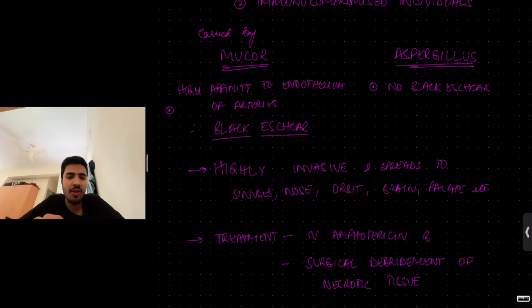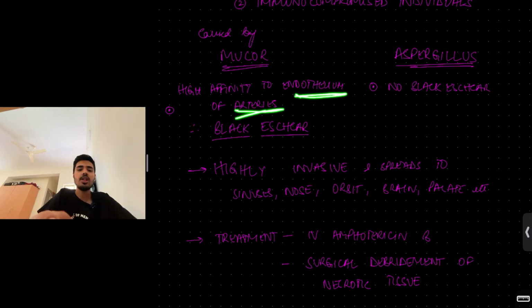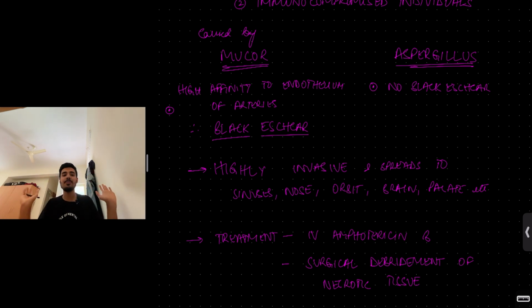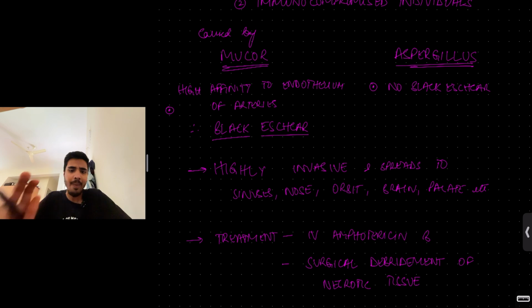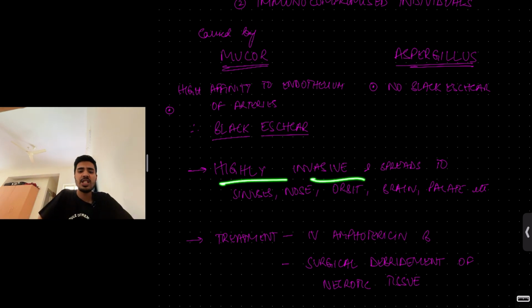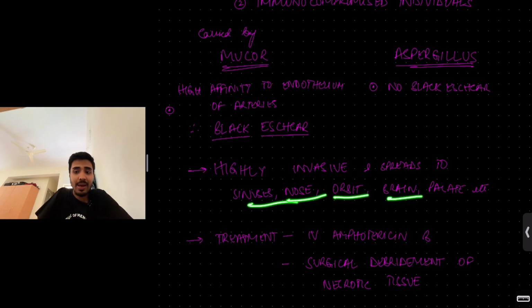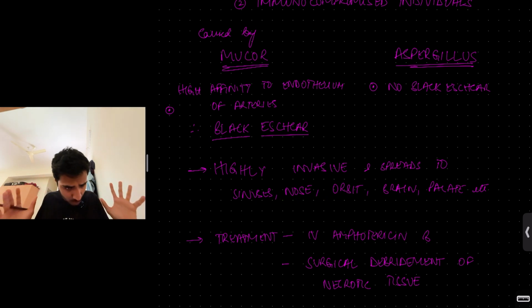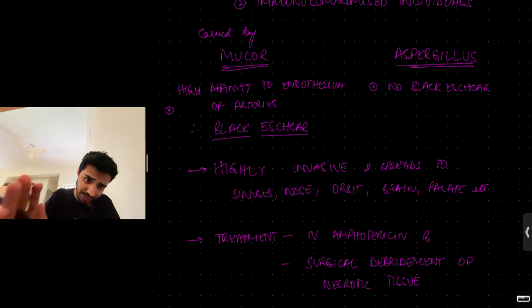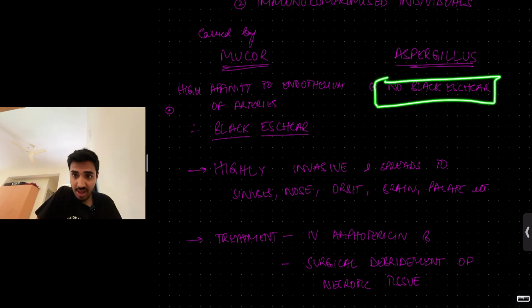There is deposition of the necrotic material because of the fungal infection, in the form of a black eschar. Why is that so? Because Mucor has a very high affinity to the endothelium of the arteries. So that is the reason why it is rapidly spreading by vasculature. Aspergillus also has very, very similar symptoms. Both are highly invasive, spreading to the surrounding structures like sinuses, nose, orbit, brain, palate, etc. It spreads everywhere through the vessels. Just that with Aspergillus, unlike Mucor, there is no black eschar formation.